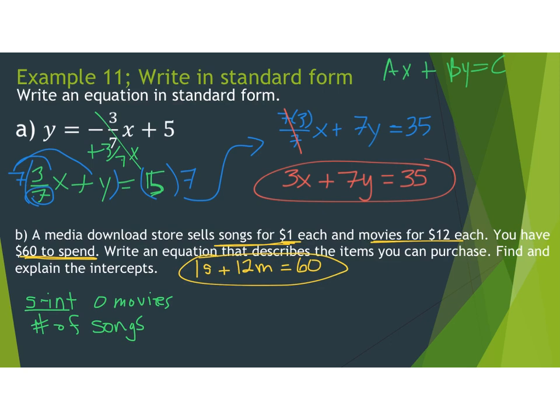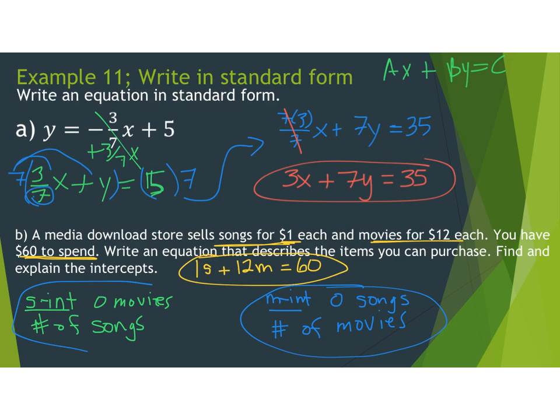Okay, and the next intercept, M-intercept, movie intercept, would be if you got 0 songs, how many movies could you get? And if you solved that, you would be able to get 5 movies for $60. Okay, so that would be the explanation of the intercepts.